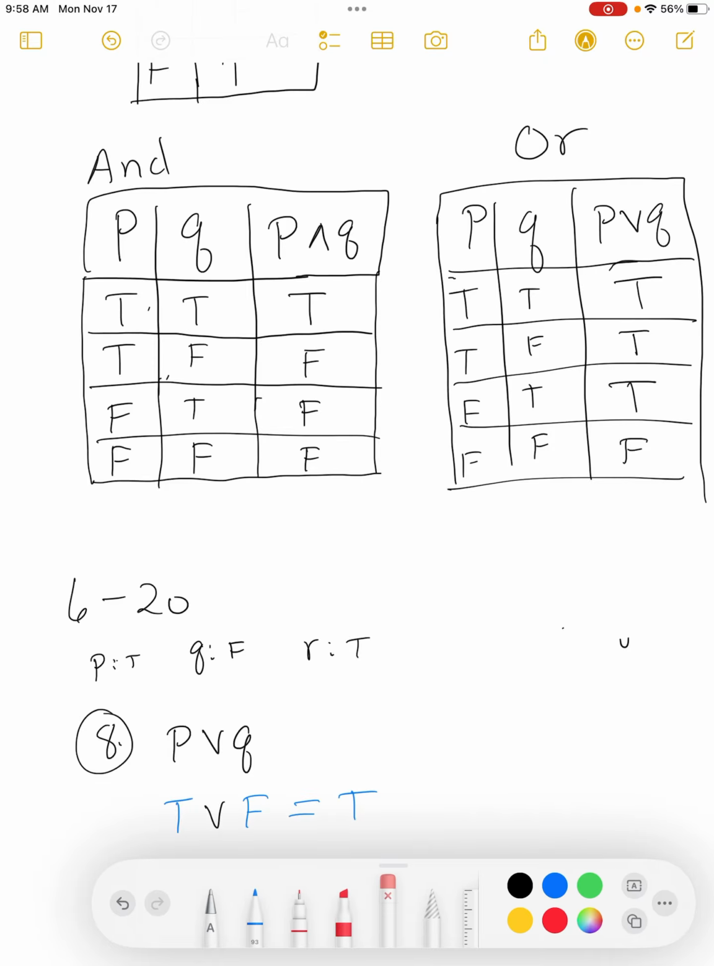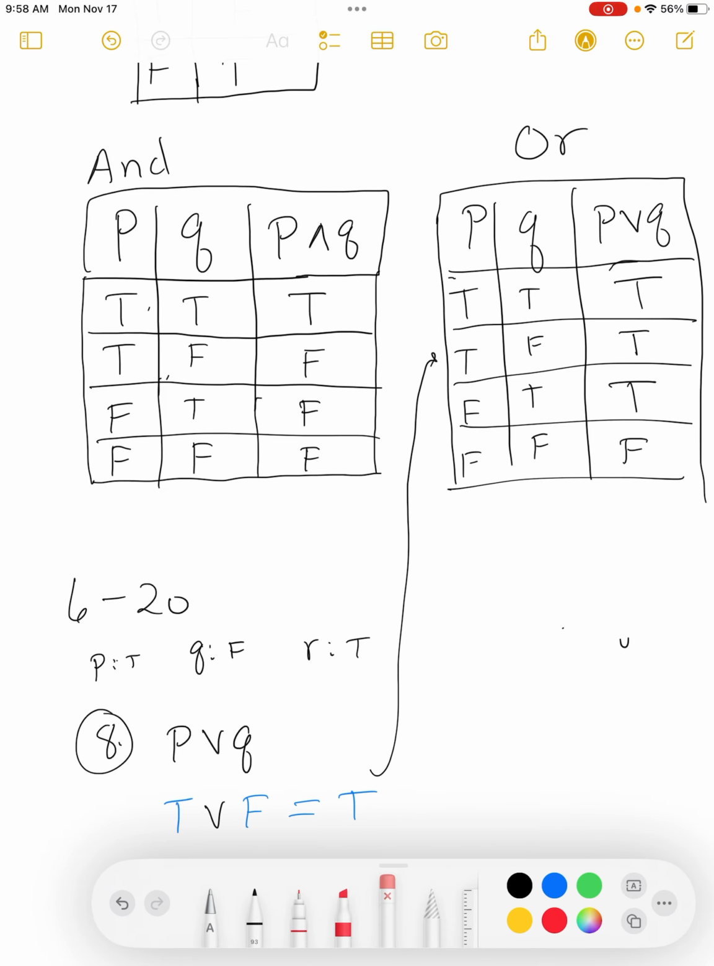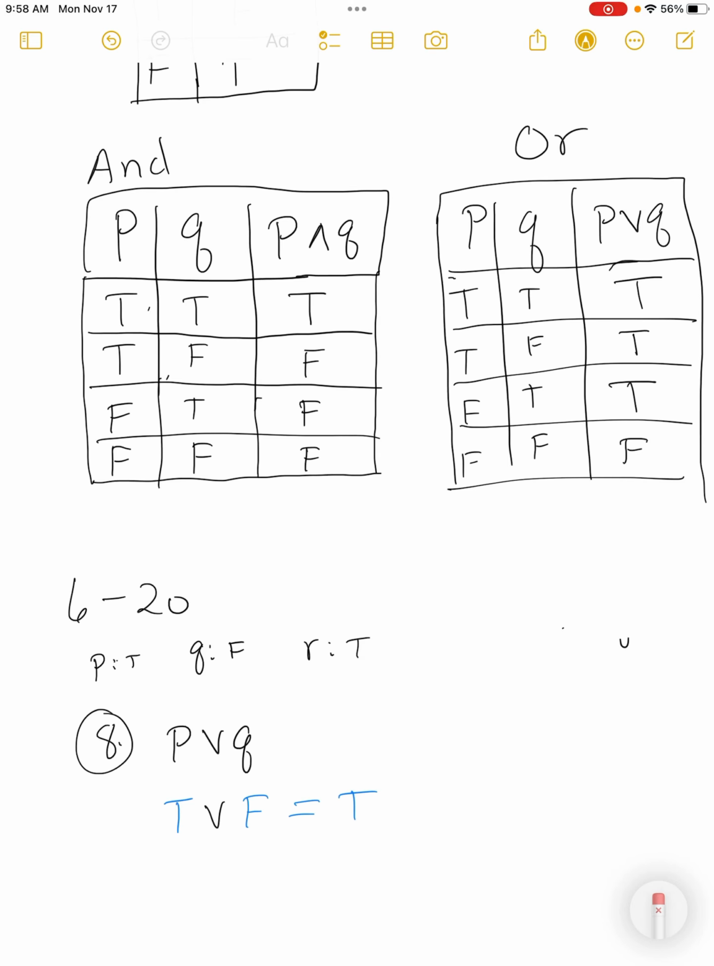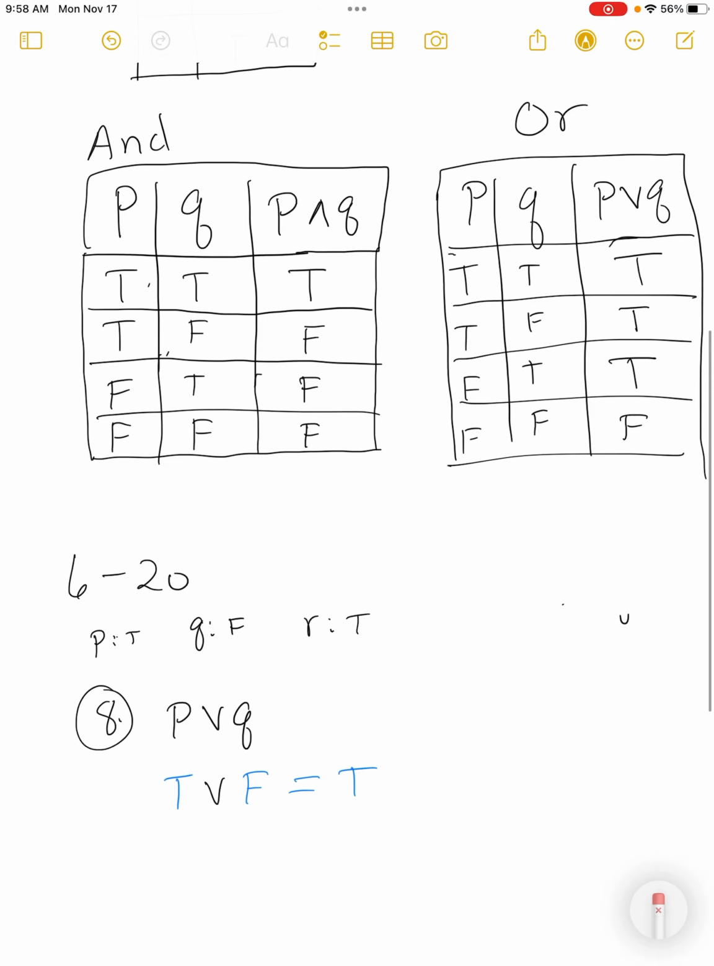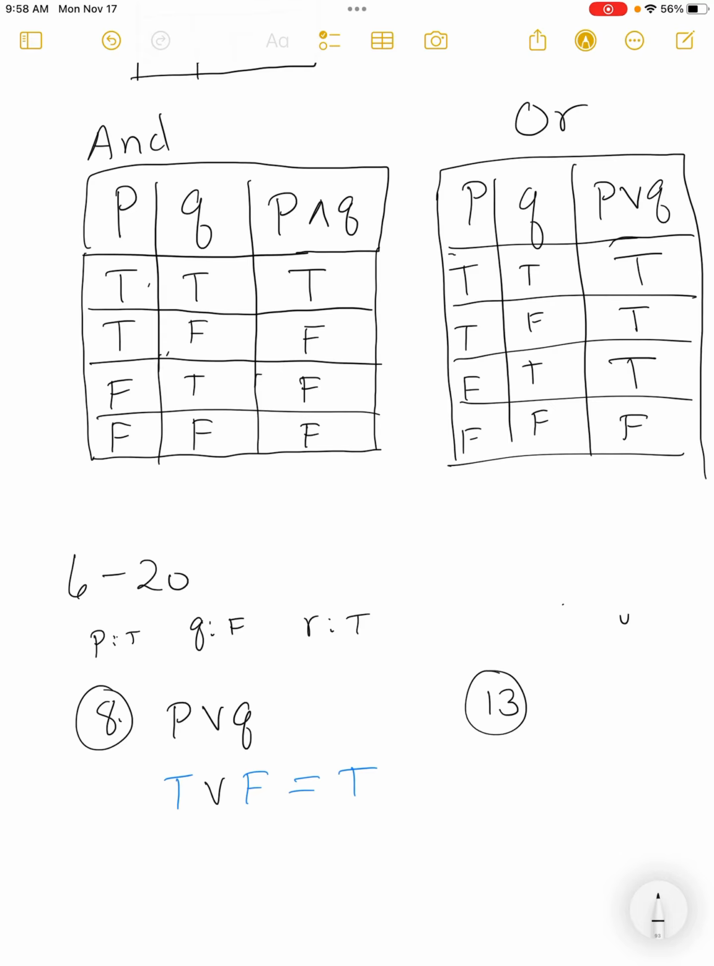Why? Because, and let me draw a line here, in the second row, where we had a true or false, the overall answer was true. Now why? Because in an or statement, if one of them's true, the whole thing's true. So what's it going to look like as we move forward? What about number 13? Oh, let me not do 13. Let me go to 14.